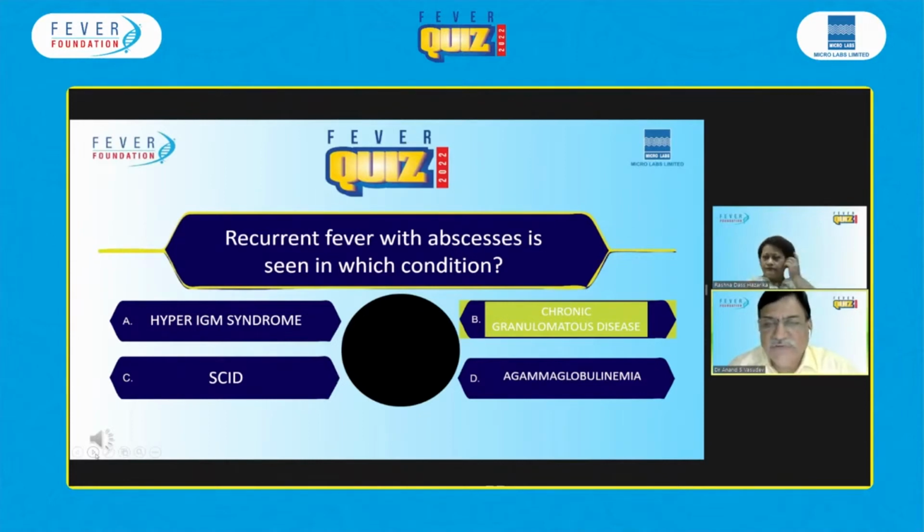This is hyper IgM syndrome. IgM levels are increased. There's low or absent IgA, IgG, and IgE, and there are recurrent pyogenic infections.